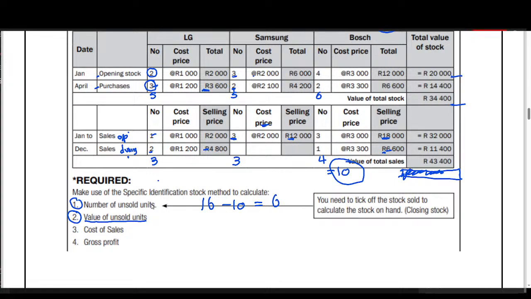Okay? Now we go to LG. When you look at LG, there are two types of stock there. There is the stock at the beginning, and there is the stock during the year. At the beginning of the year, there were two items. You sold one item, meaning that in LG, from the opening, you have one item that was not sold. So how much was the cost price? The cost price was 1,000.